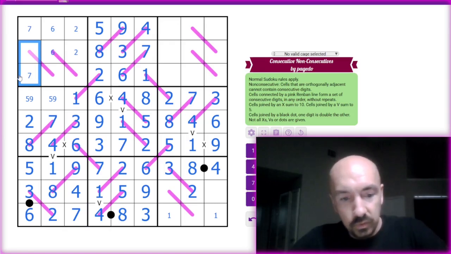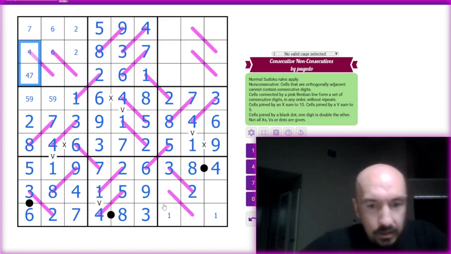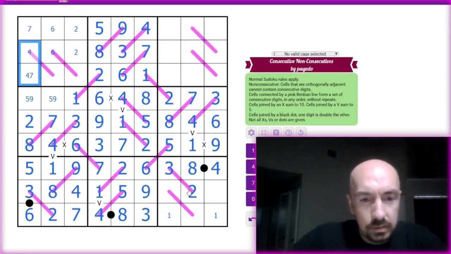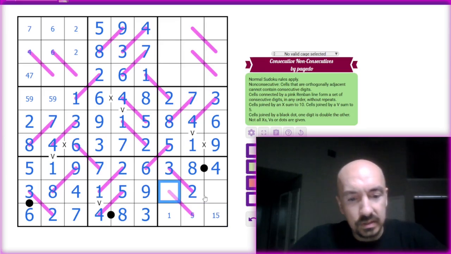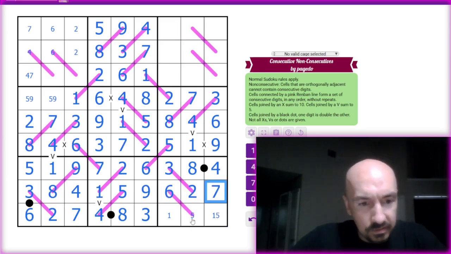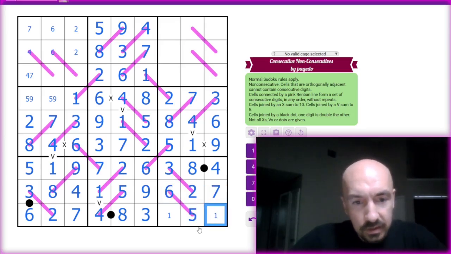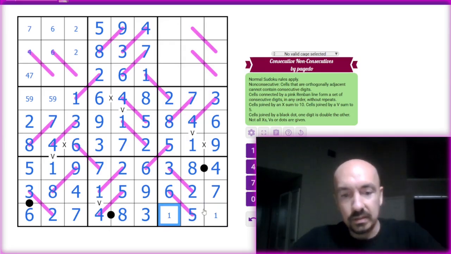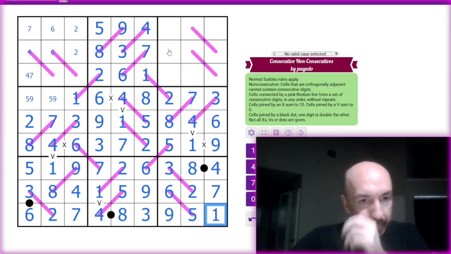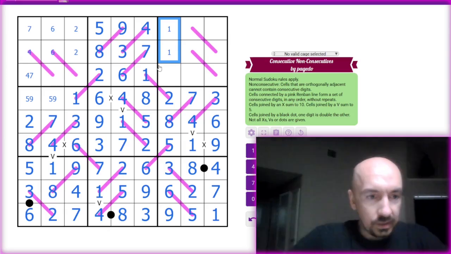Pencil mark some 4s up here. 1, 2, 3, 4, 5s. Oh, what is this? This is going to be a 6. That's a 6. That's a 7. So this has to be a 5. And then this is not a 9 and a 1. Pencil marks, excuse me. Oh, my word.